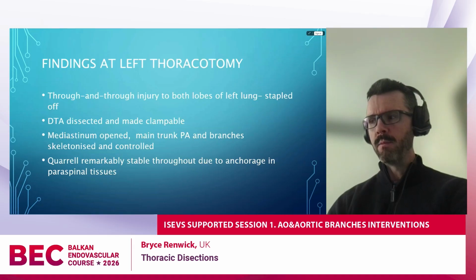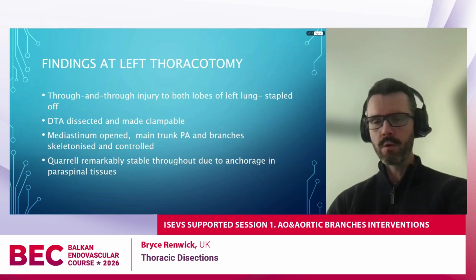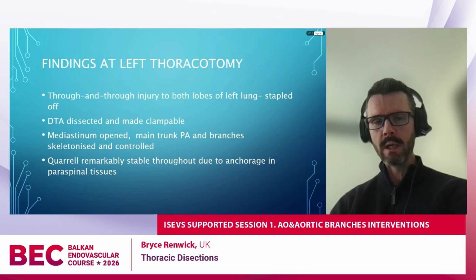At this point, it became clear that the quarrel was pretty well anchored into the paraspinal tissues and was really not for moving, which made things harder and easier in various ways. Also opened the mediastinum, controlled the main trunk of the pulmonary artery, and the branch with the quarrel through it was skeletonized and controlled.